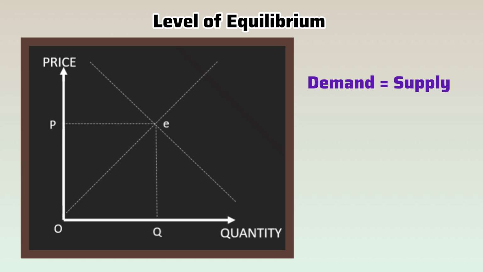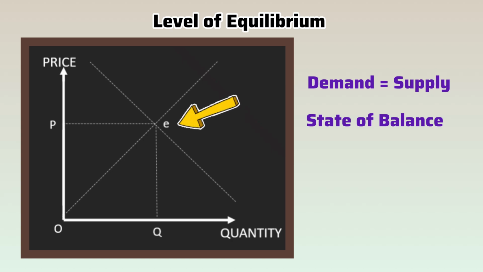At the equilibrium price, there is neither shortage nor surplus. Buyers are willing to buy exactly the quantity that sellers are willing to sell. This creates balance in the market. In our diagram, E is the equilibrium point, OP is the equilibrium price, and OQ is the equilibrium quantity.